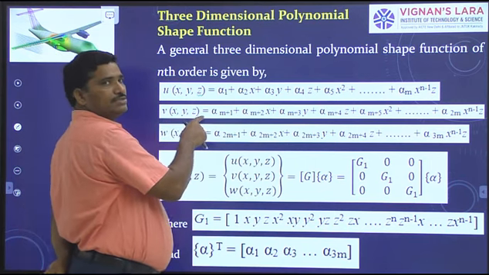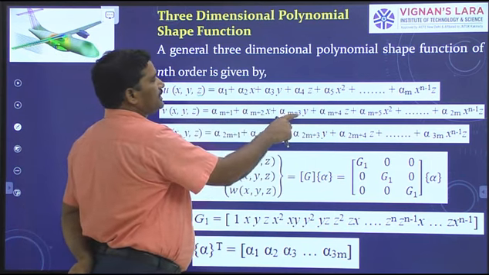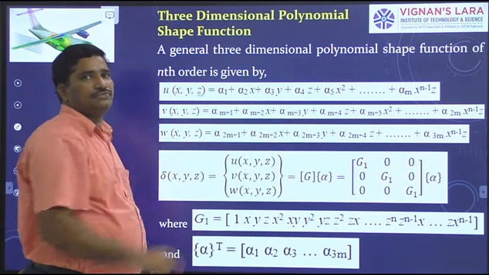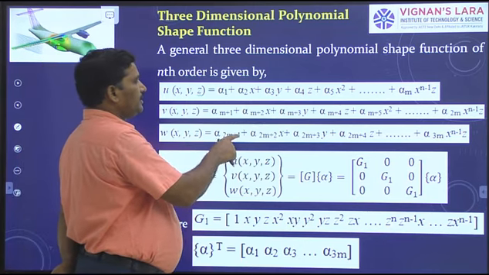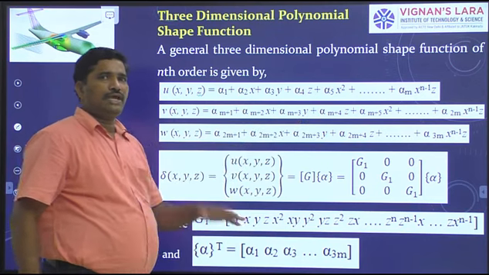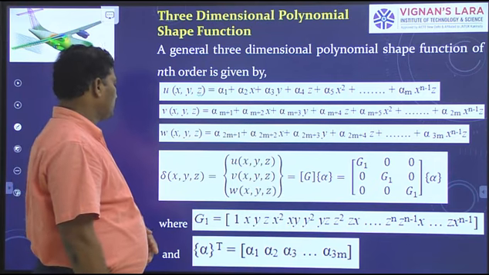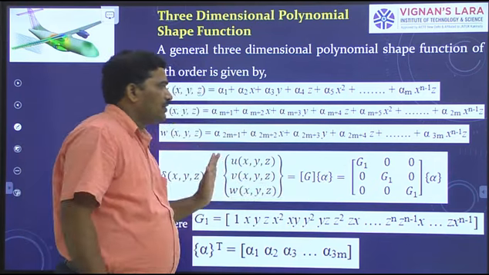Next, v equals, say, b1 plus b2x plus b3y plus b4z plus b5x square and so on and so forth. Next, w equals, say, c1 plus c2x plus c3y plus c4z and so on and so forth. Like that also you can write anyway. Now, see here, these 3 equations we can represent in matrix form like this.